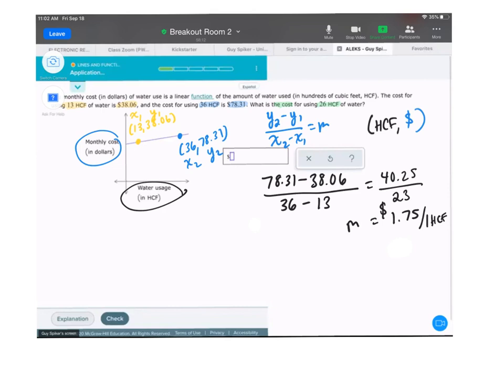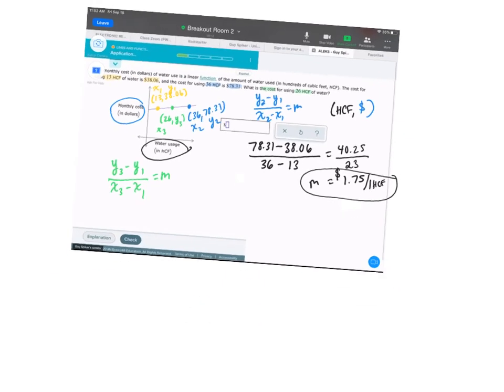Okay, so we've got this information, and now we want to figure out the cost. So we want to go back on our graph and figure out kind of where that cost is going to fall. Alright, so this is going to be at 26, and we're looking for Y3 in this case. Alright, so we're going to take Y3 minus Y1 over, that's your x3, x3 minus x1, and that's going to equal your slope.